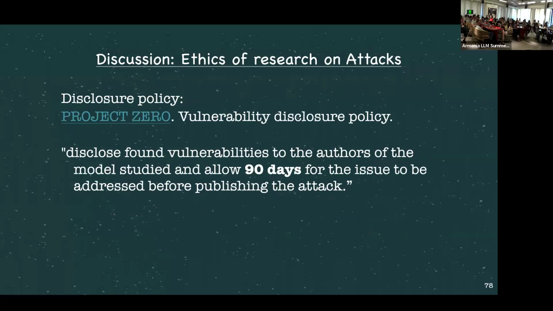In terms of disclosure, what is standard in computer security is that whenever you find a vulnerability, and that's what they did for the GCG paper, you disclose it to OpenAI and give them 90 days to patch. So at the time the paper got published, all the jailbreaks that were given in the paper were not working anymore on ChatGPT. The problem is, of course, you can use these methods to find new jailbreaks, but at least you could not copy paste the ones in the paper.